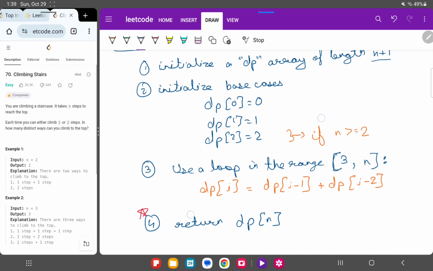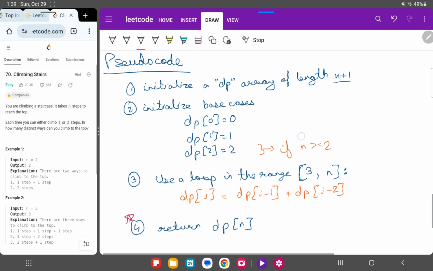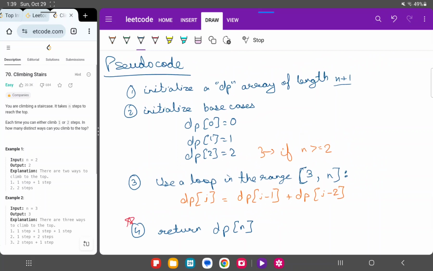So this is the actual pseudo code for the algorithm. This is how we solve climbing stairs using the dynamic programming approach.